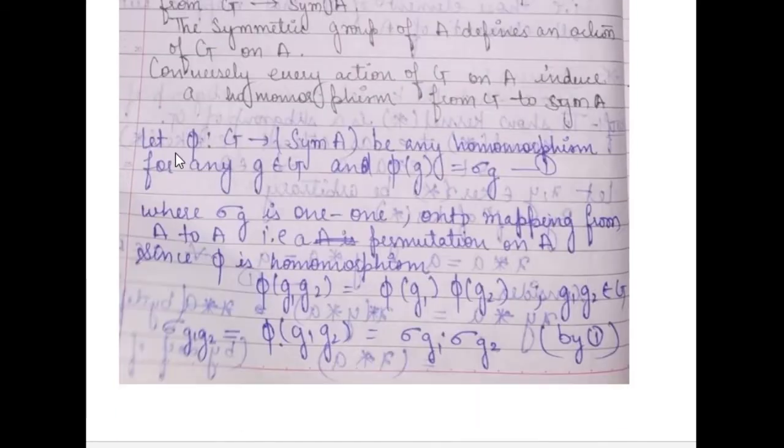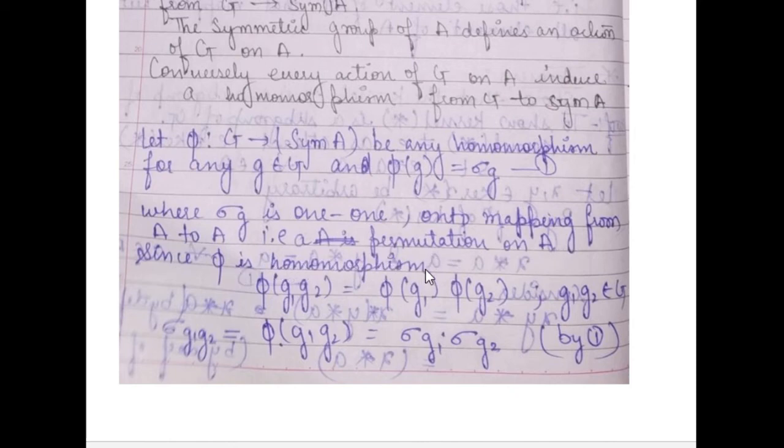So for that, let us define phi to be a mapping from G to Sym(A), a homomorphism mapping, for any small g belonging to capital G. The definition of the mapping is phi(g) is equal to sigma g, where sigma g is a permutation. You know a permutation is a one-one onto mapping of a finite set over itself. So this sigma g is a one-one onto mapping from A to A. That is a permutation only.